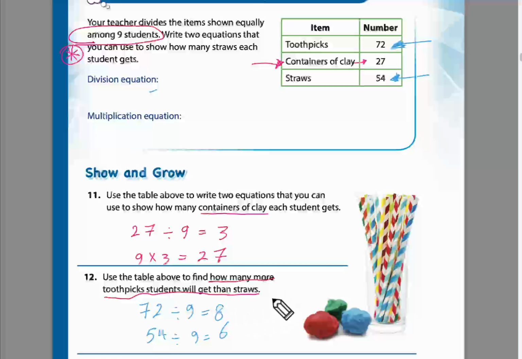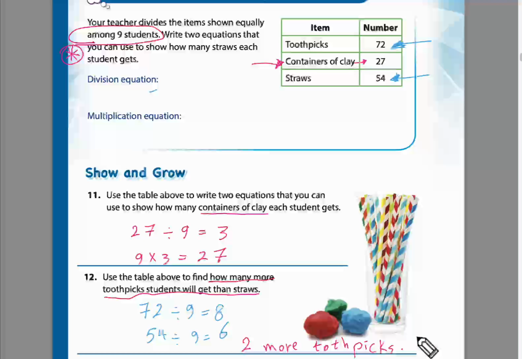Okay, now answer the question. How many more toothpicks will each student get than straws? 8 minus 6. Yes. 2. So the answer should be 2 more toothpicks. Okay, thank you, Saif. Great work.